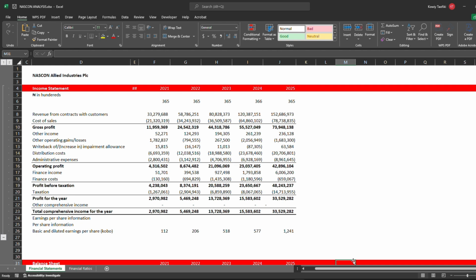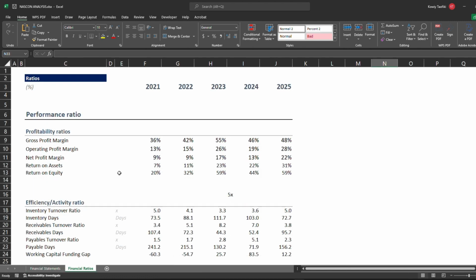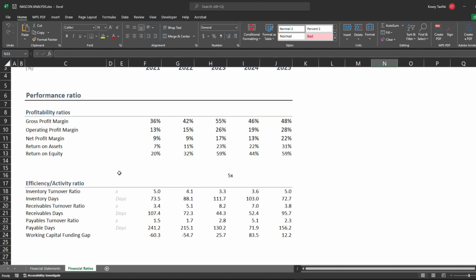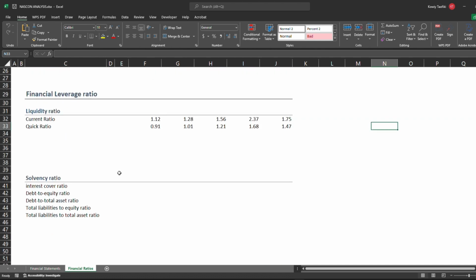Welcome back. We're going to continue our series on financial analysis on NASCON Allied Industries Plc. So, we've done the performance ratios, we've done profitability, we've done efficiency, financial leverage, and liquidity ratios. We're going to be finalizing this series on solvency ratio. Like we normally do, we'll calculate the ratios first, then we go ahead and do the interpretation at the later end of the video. So the first one we have is the interest coverage ratio, or the interest cover ratio.